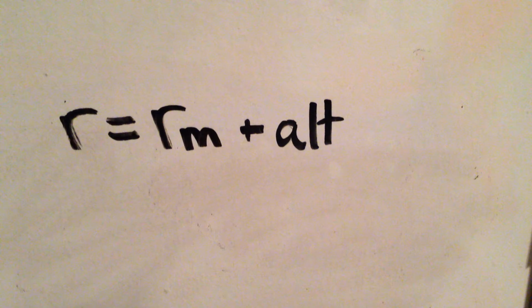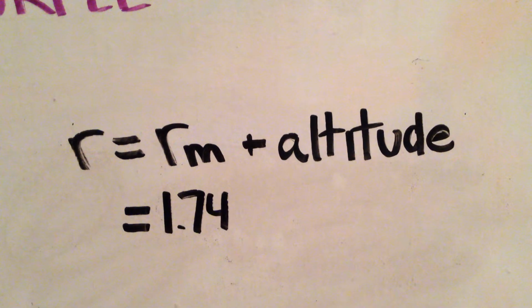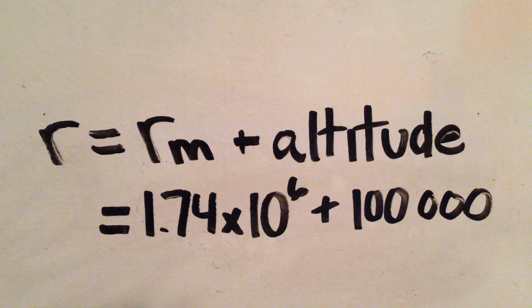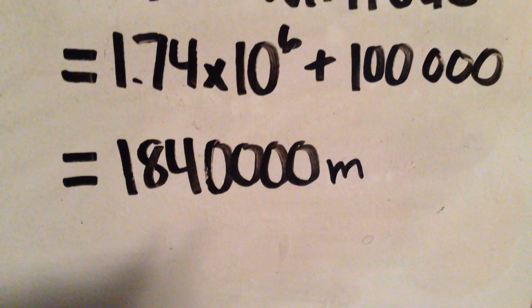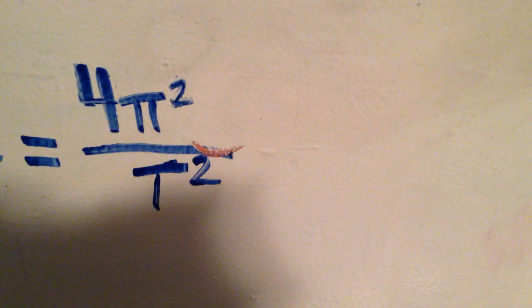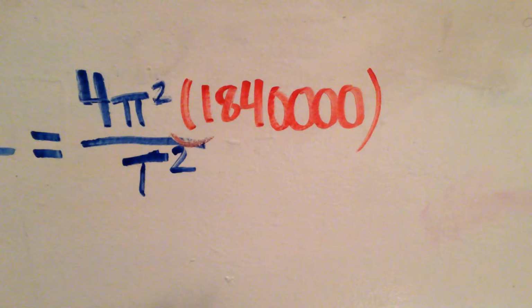This can be found by adding the radius of the moon to the altitude. The final value for the radius of the orbit is 1,840,000 meters. And now sub this value in for r.